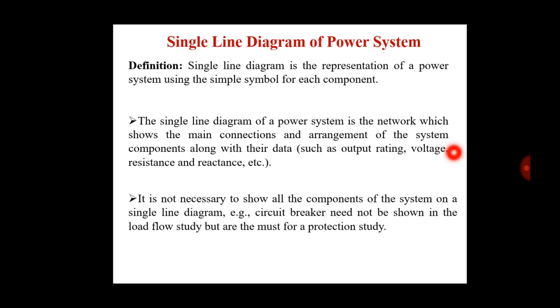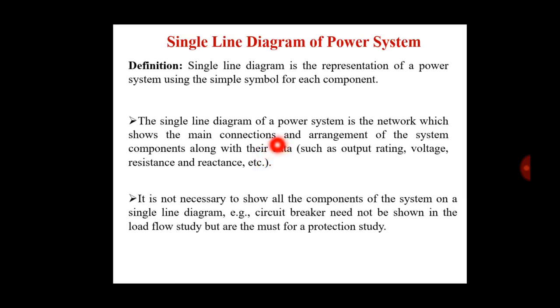The definition of a single line diagram is a representation of a power system using a simple symbol for each component. We already studied the symbols of different types of components like transformer, inductance, resistance, capacitance, generator, motor, circuit breaker, isolator, CT, PT, etc. We use these symbols and make a single line diagram of a power system. The single line diagram of a power system is the network which shows the main connections and arrangement of the system components along with their data.